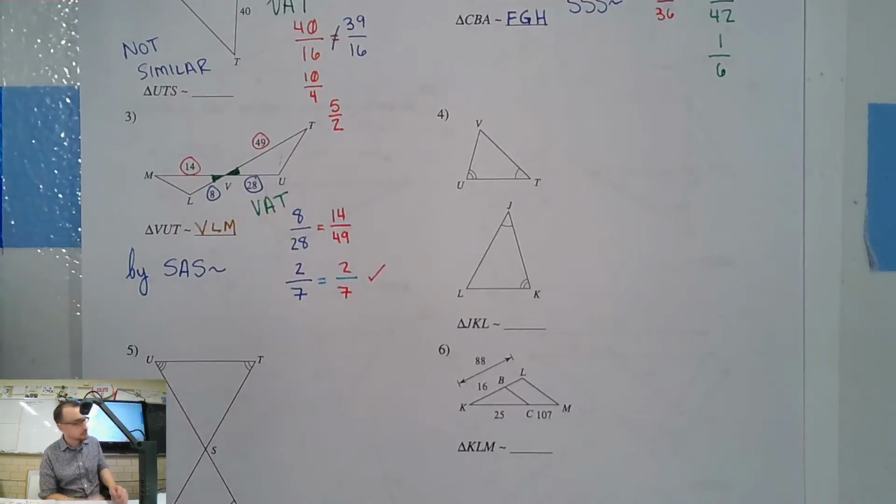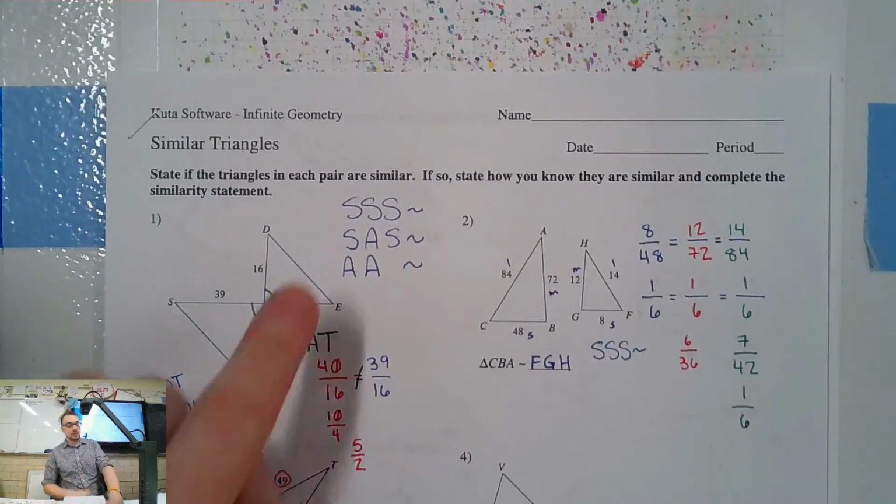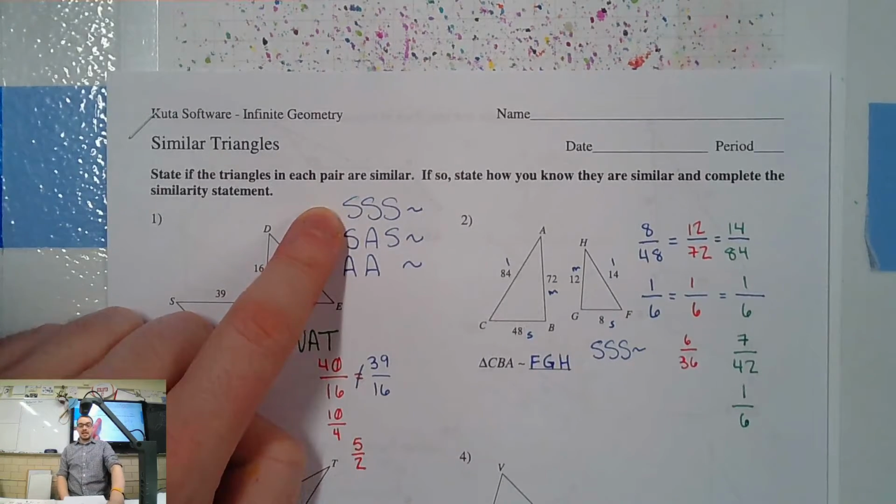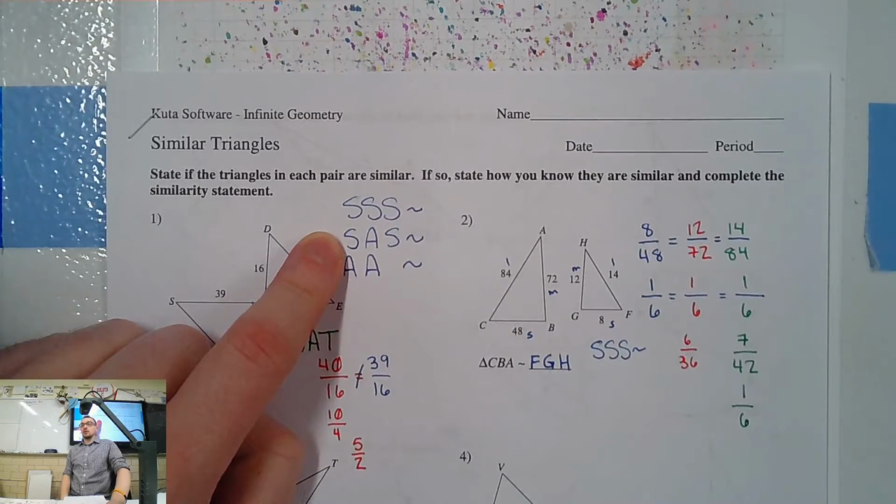Let's look at 4. Did they give us any information about sides? No, and we're not getting them. It's not going to happen. So if they're similar, they have to be similar by something that doesn't require sides. We got 3 things. Side, side, side. That's not going to get it done, right? We don't know anything about the sides. Side, angle, side. No way.